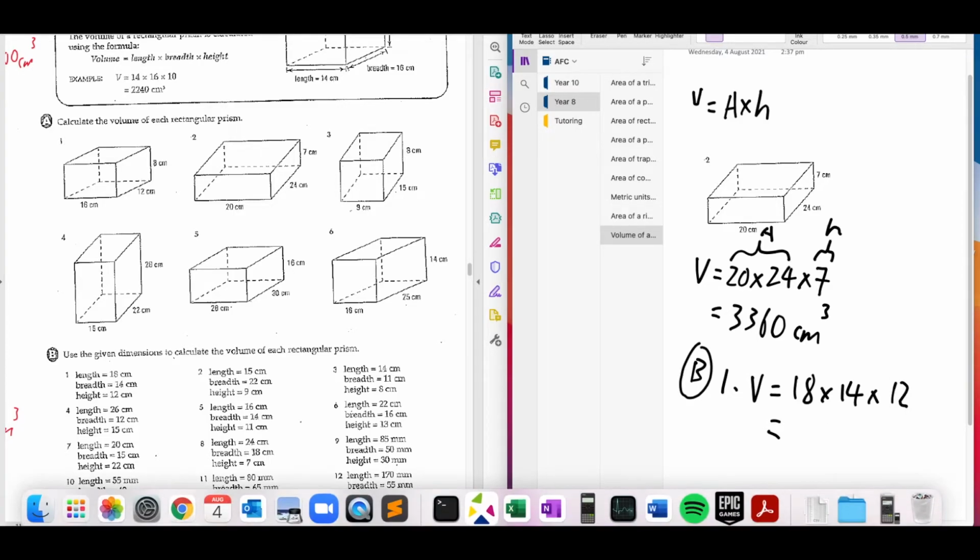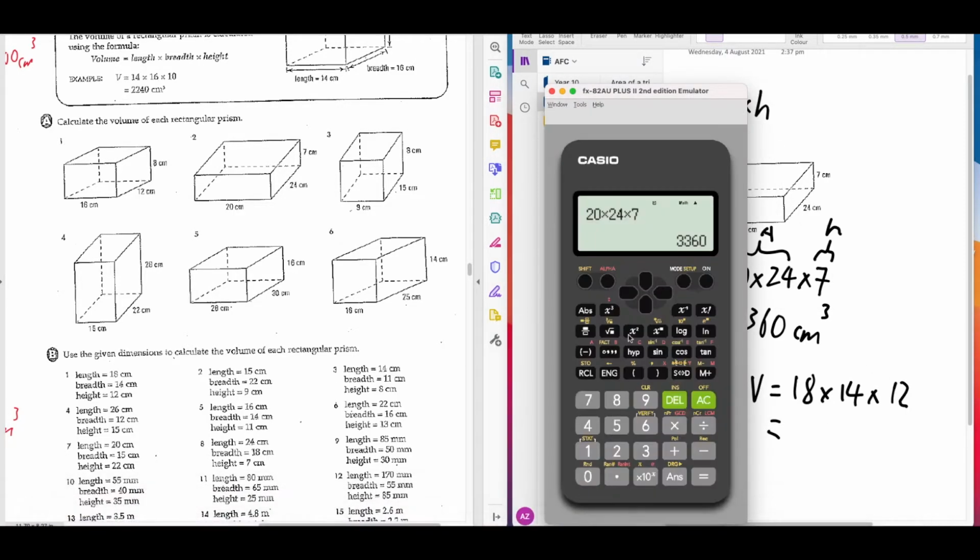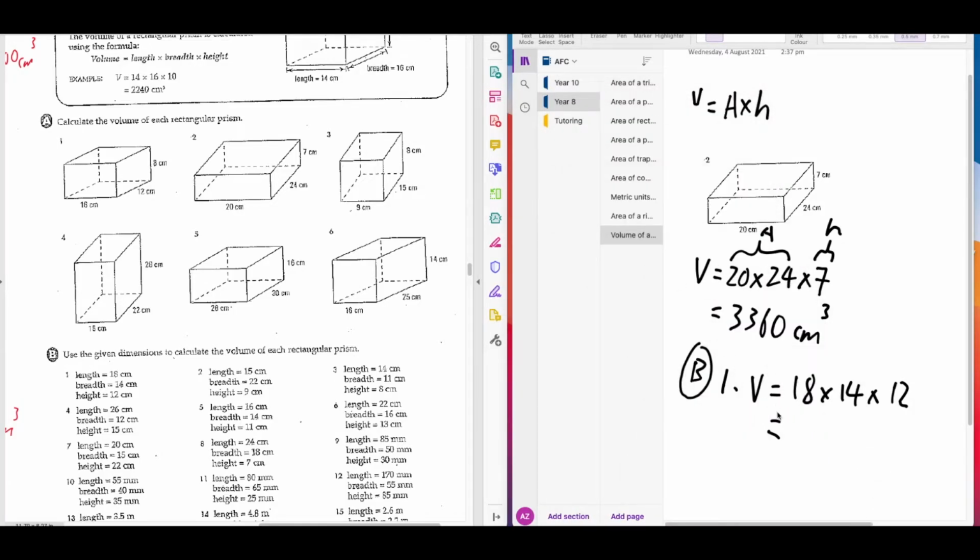I'm not going to use the calculator here. So 18 times 14 times 12. What's this? 3024. Now write the unit, which is centimeters cubed. So this should be quite straightforward.